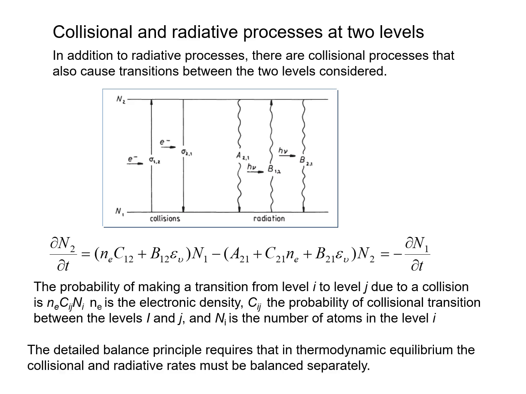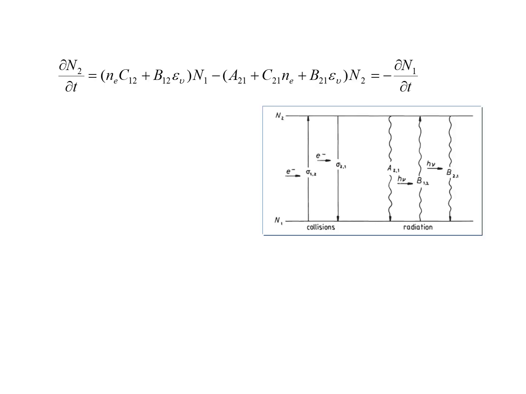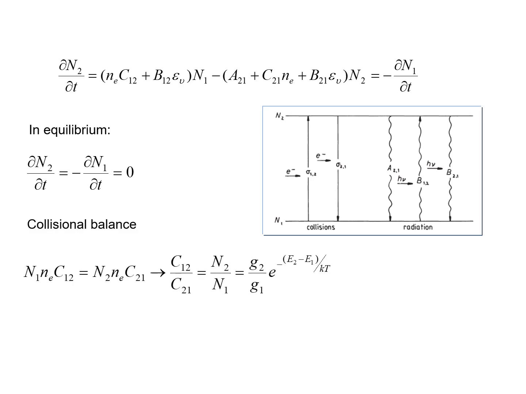According to the detailed balance principle, the number of atoms that reach the E2 level through collisions must be equal to the number of atoms that decay to the E1 level due to collisional processes. On the other hand, the number of atoms that radiatively decay to the E1 level must be equal to the number of atoms that reach the E2 level by absorbing a photon. Expressed in equations and taking into account that in equilibrium conditions the number of atoms that are in a certain level is constant, these relations can be written in this way.